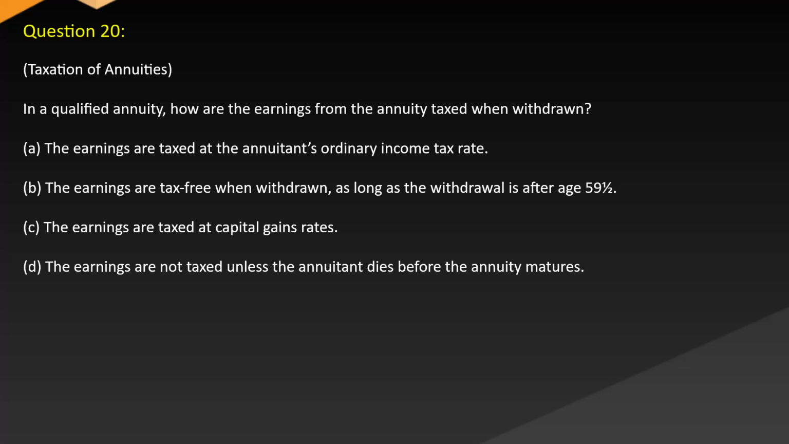How are the earnings from the annuity taxed when withdrawn? A. The earnings are taxed at the annuitant's ordinary income tax rate. B. The earnings are tax-free when withdrawn, as long as the withdrawal is after age 59½. C. The earnings are taxed at capital gains rates. D. The earnings are not taxed unless the annuitant dies before the annuity matures.